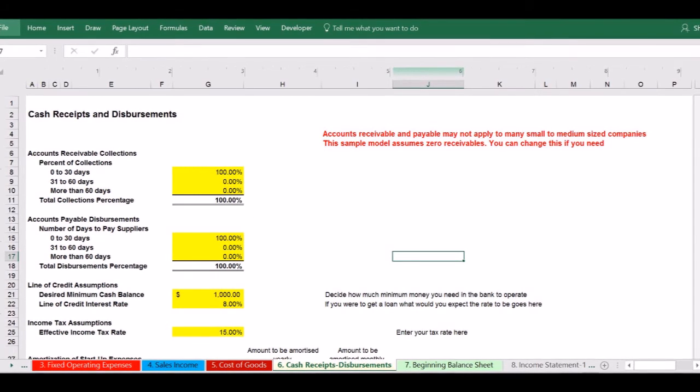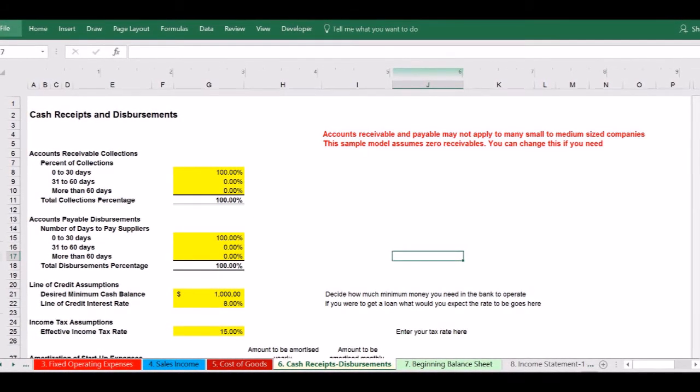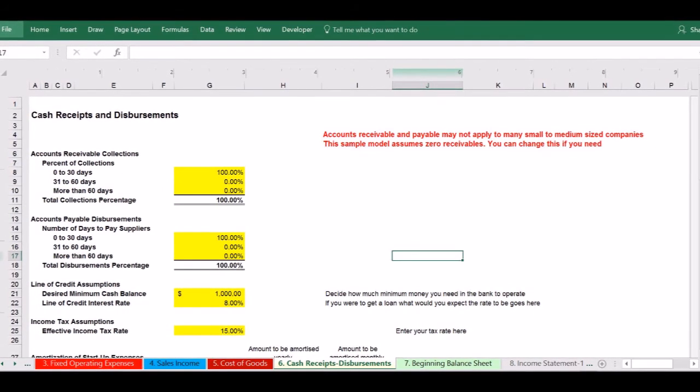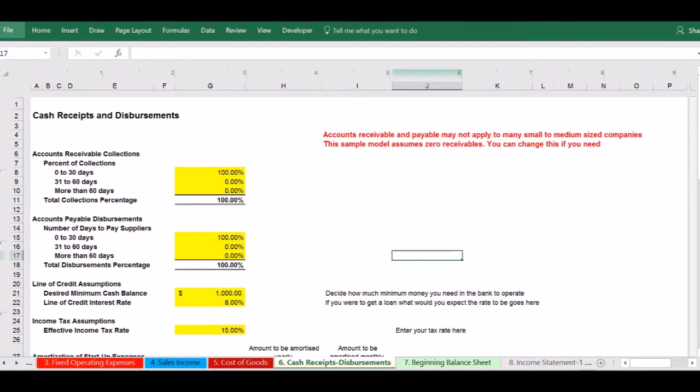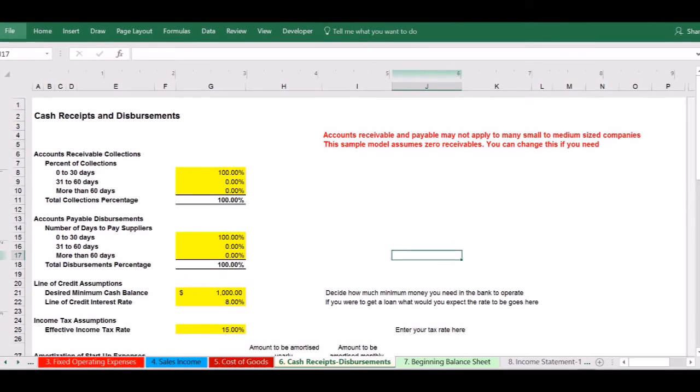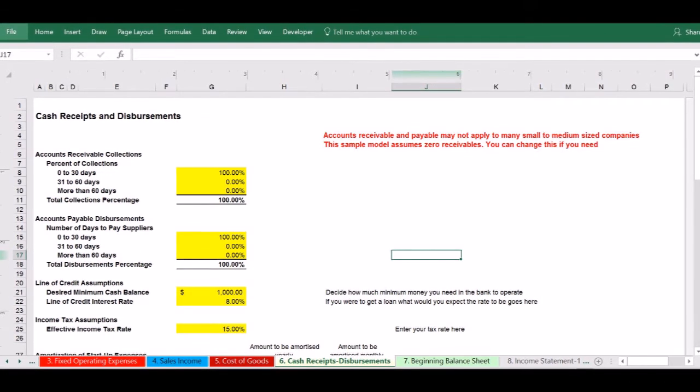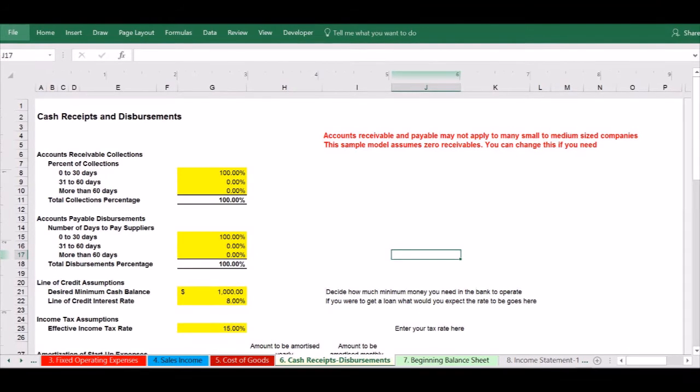Also on this worksheet, towards the bottom, is the yellow cell for the amortization period of the startup expenses. This worksheet calculates startup expenses by extrapolating them from the required Startup Funds tab. Enter this yellow cell on how long you want to amortize startup expenses.